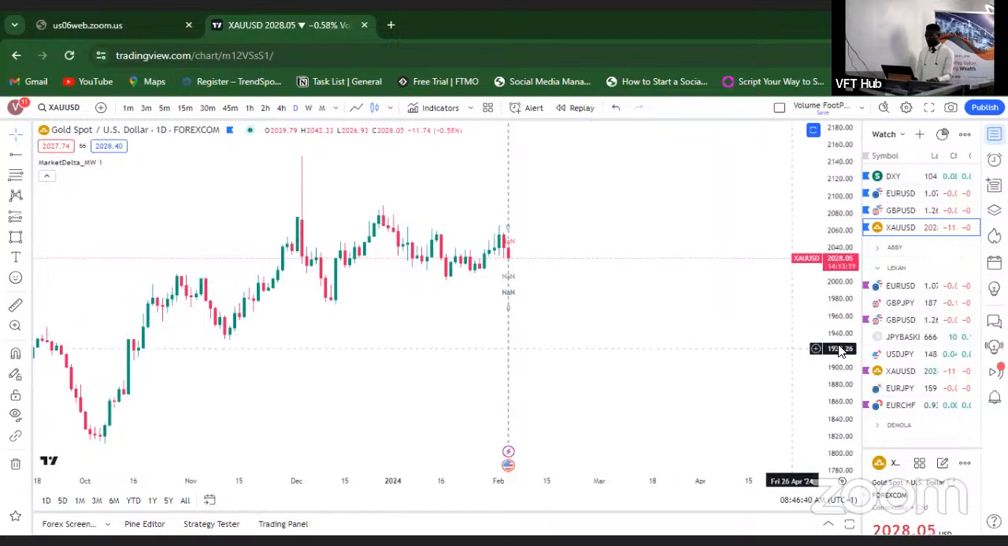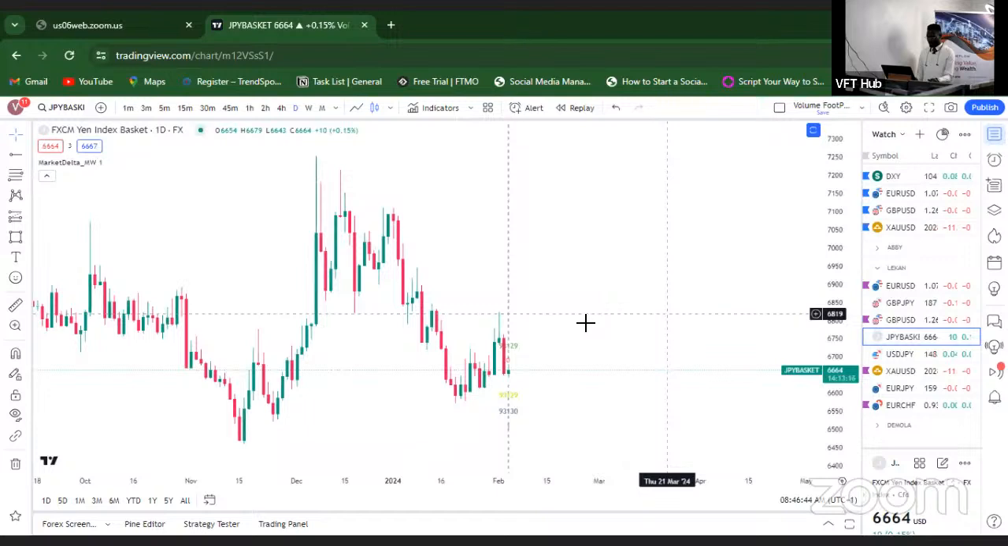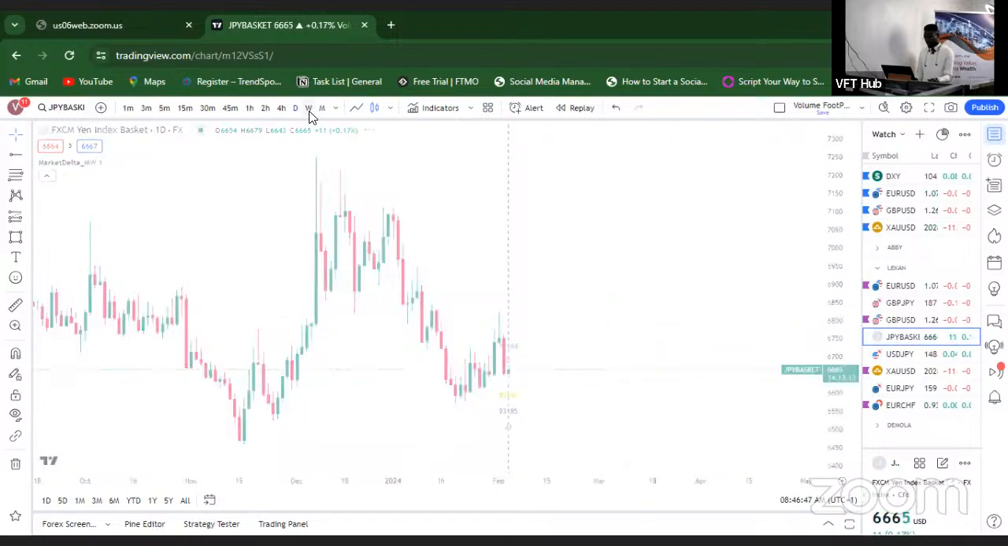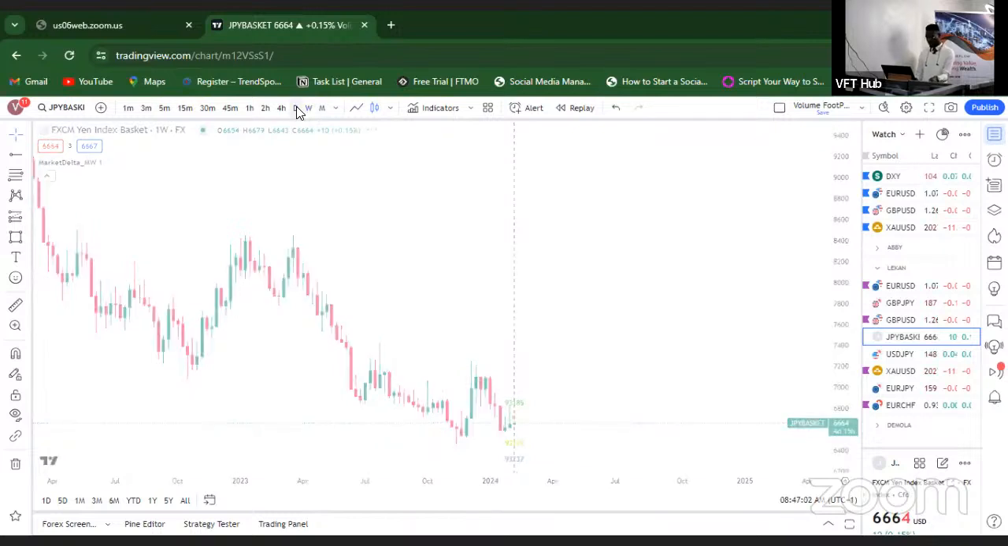Now for the JPY pair, the yen basket, we can see on the weekly time frame that there's already a structure shift, but price couldn't take out this particular low here. So we expect price to still continue its bullish trend. We are still very much bullish, like we want to see the yen basket bullish.